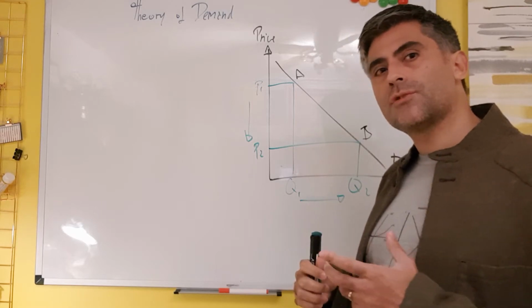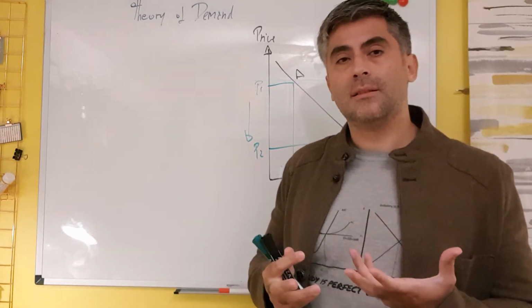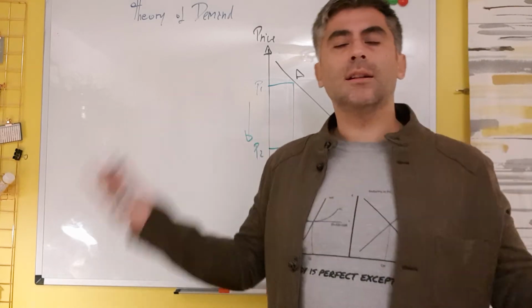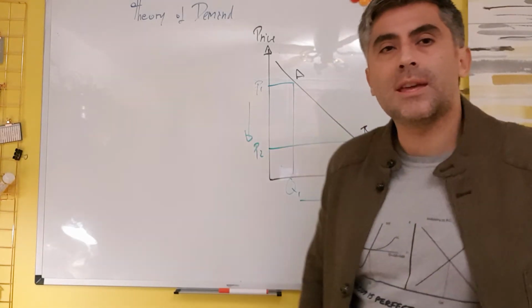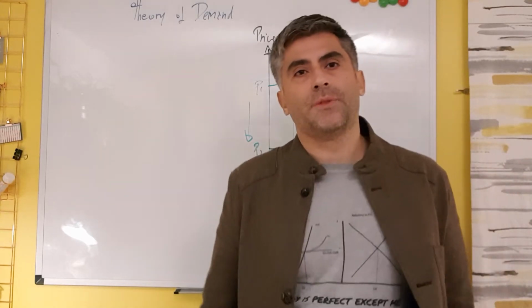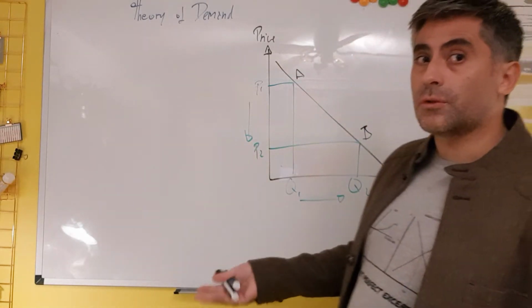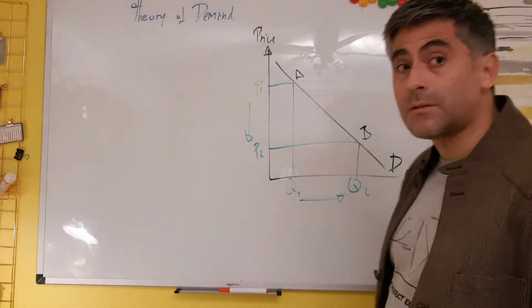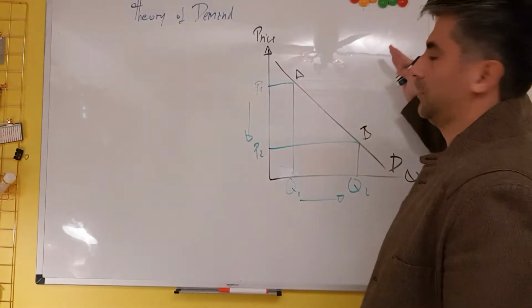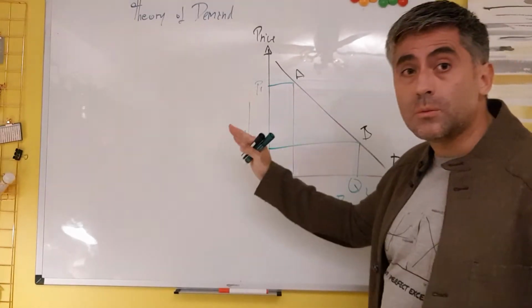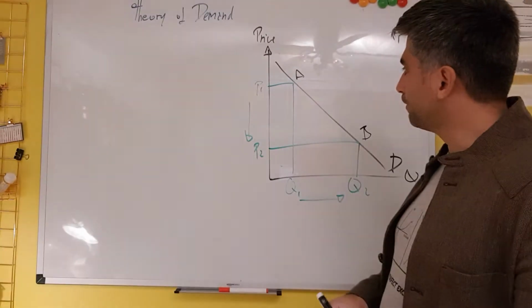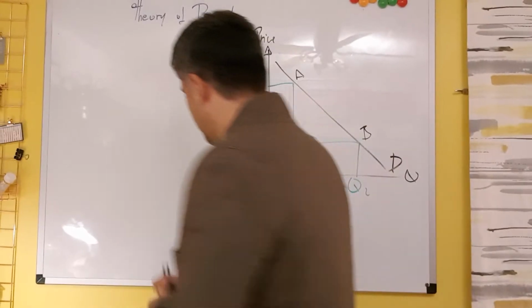When we have a change to demand that is caused by anything else other than the price of the product in question, then we get a shift in demand. And the demand could shift inwards or outwards. So if demand increases, it shifts out. If demand decreases, then it shifts inwards. Something like this.